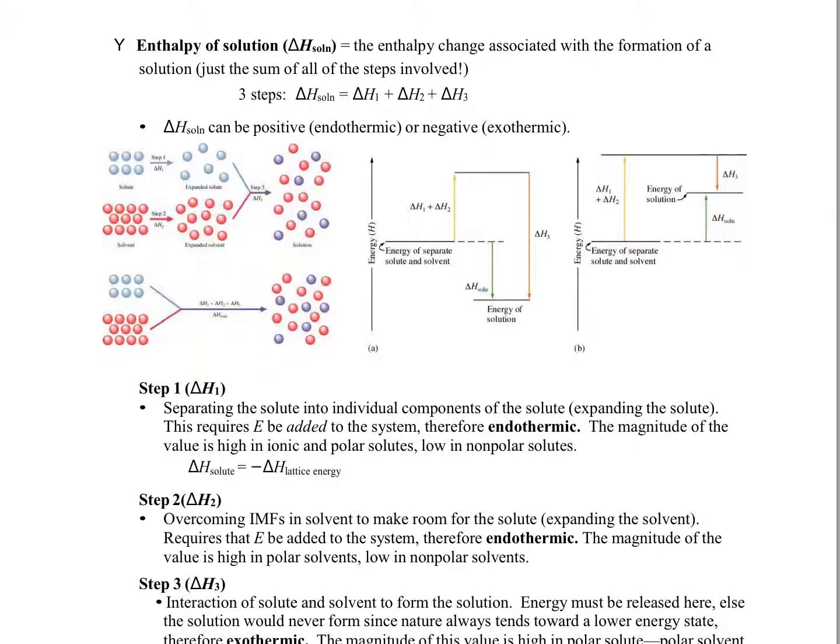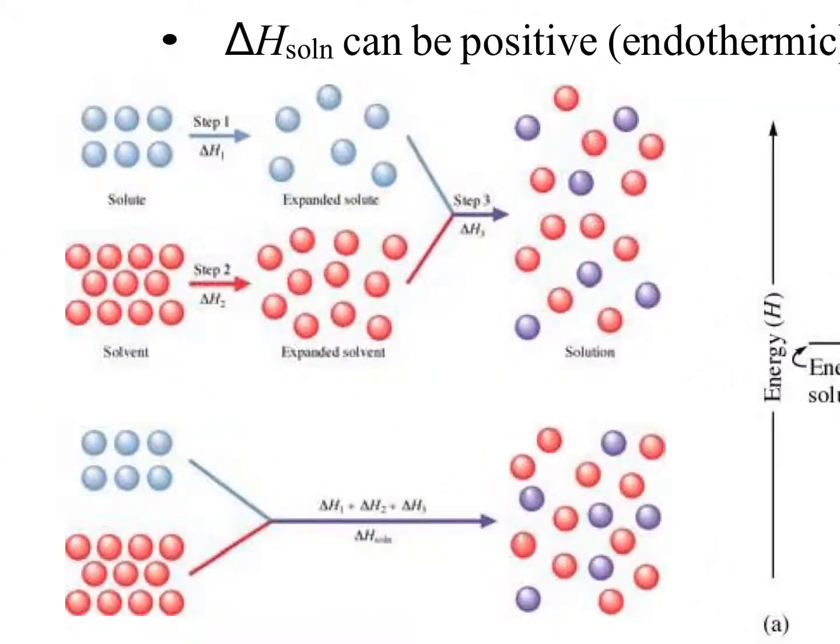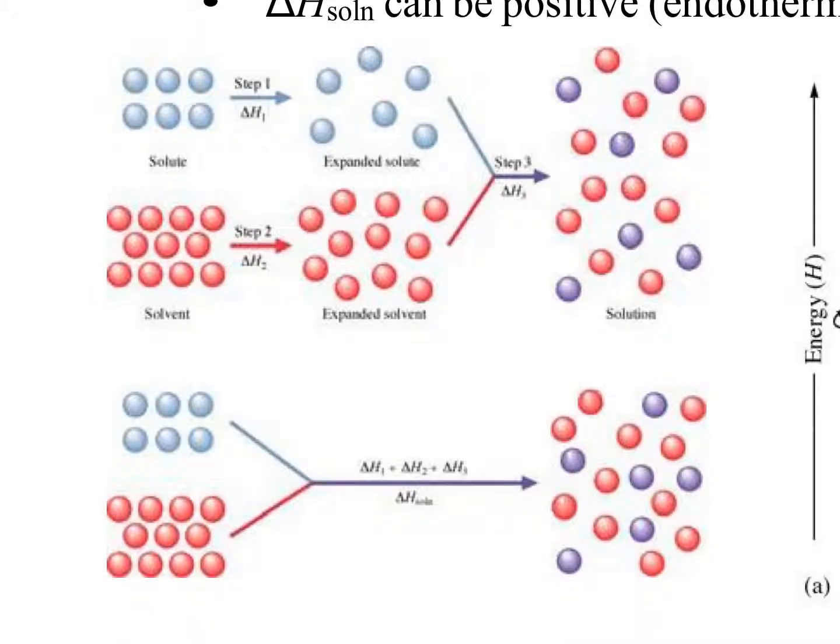So enthalpy of solution, delta H of solution. The enthalpy change is associated with the formation of a solution. The first thing I want to do is look at this picture. Okay. So the way we make a solution is we have a solute, we have a solvent. They already have their own attractions to themselves. That's what's holding them together. If I want to mix these together, I have to first break their own attractions to themselves. Remember the whole more attracted to themselves than to each other.